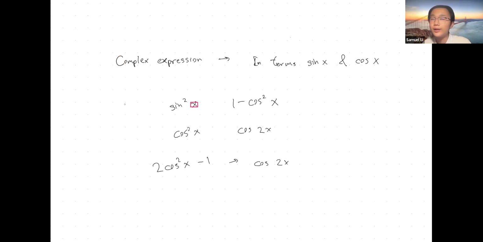Another really important thing is converting between various trig functions: sine, cosine, tangent, cosecant, secant, and cotangent. Because sometimes just a slight change from sine to cosine could unlock a whole new perspective on the question and unlock a whole bunch of potential identities that could be used.